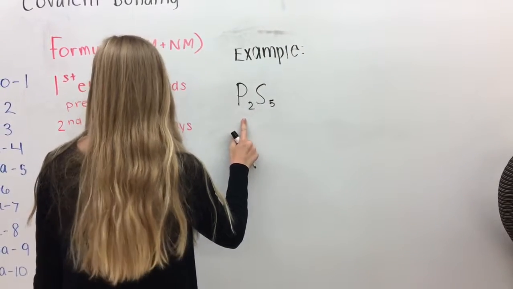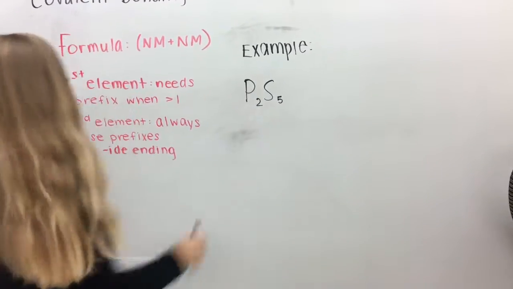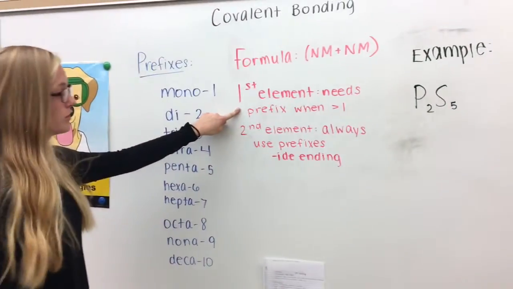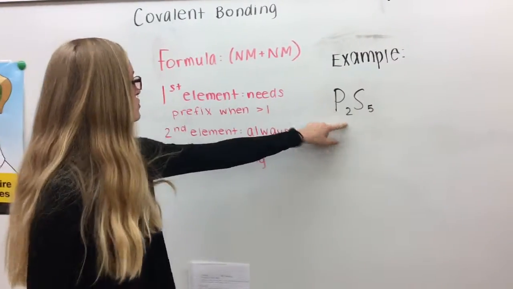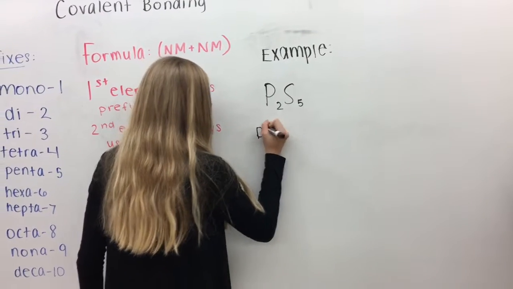The first element of the molecule is phosphorus. Because it has a subscript greater than 1, we need a prefix. This subscript can be represented as di, or 2. So it'd be diphosphorus.